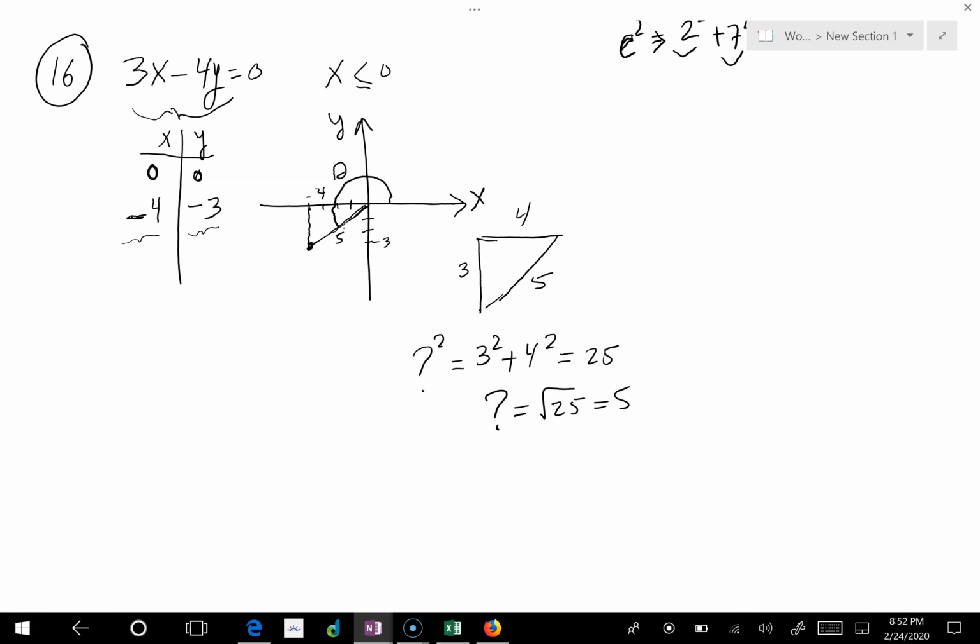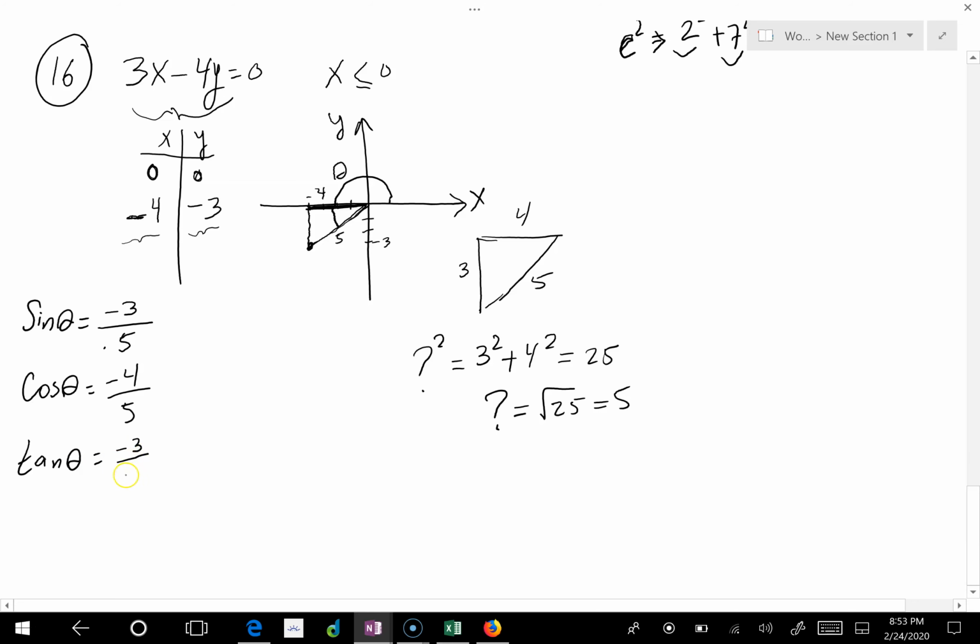Okay, and we always say we copy the triangle that is closest to the x-axis, if you remember the reference angle. So sine theta is equal to opposite, which is -3 over the hypotenuse. Cosine theta is adjacent over hypotenuse. Tan theta is opposite over adjacent. That's -3 over -4, which becomes +3/4. We know negatives cancel, but also in the third quadrant tan is positive.